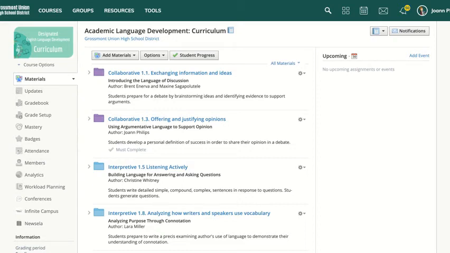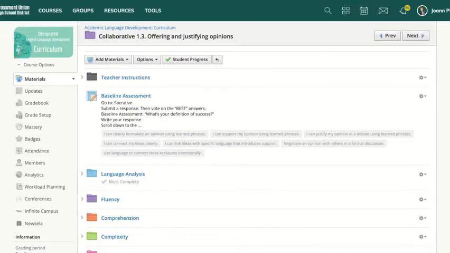Lesson 1, Unit Organization. For this module, we'll be looking at Unit Collaborative 1.3. Before we begin digging into the nuts and bolts of the unit, we're going to have to define some terms that you can find within the teacher instructions.